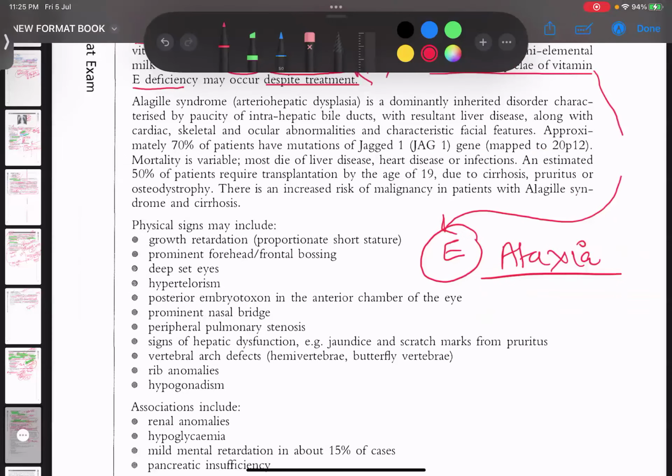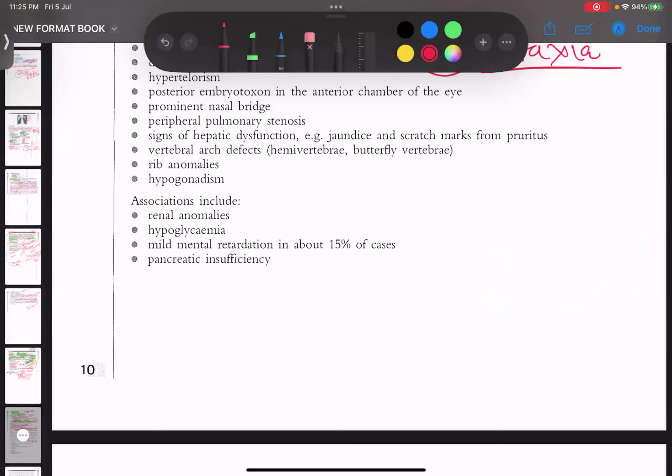So I'll tell you one case. They usually give such cases in the exam. They will say the child had a history of jaundice. Now the child is coming to you with ataxia.